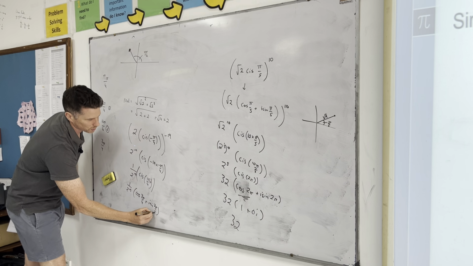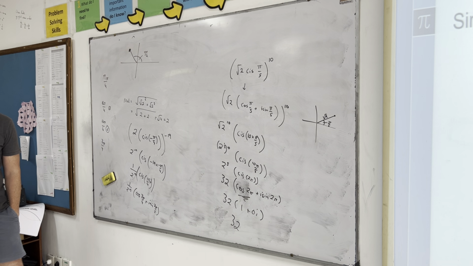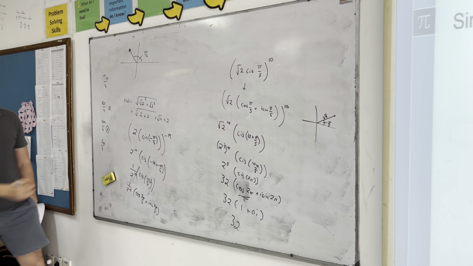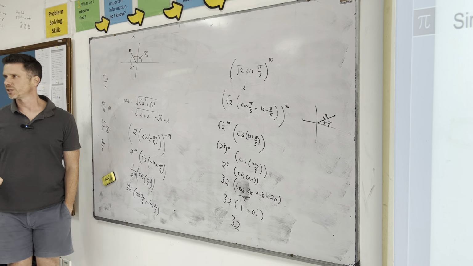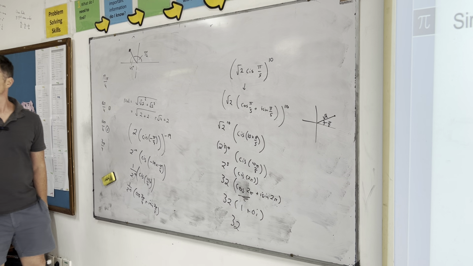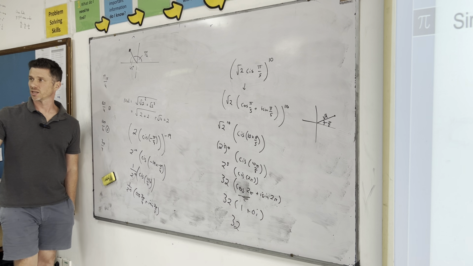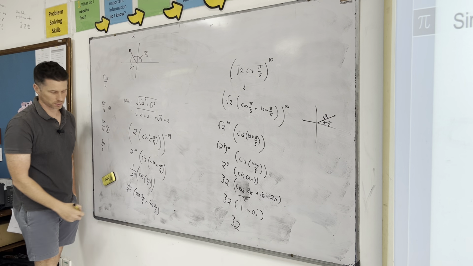Convert it back into Cartesian. What's the known angle? It's like 45. That's 45 degrees from your GCSE. What is it? Root 2 over 2, yeah. But make sure you have the signs right. The first one's negative, the second one's positive.